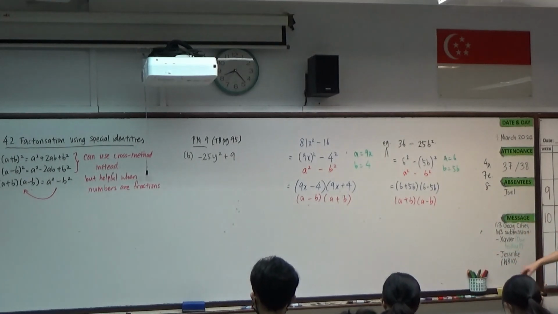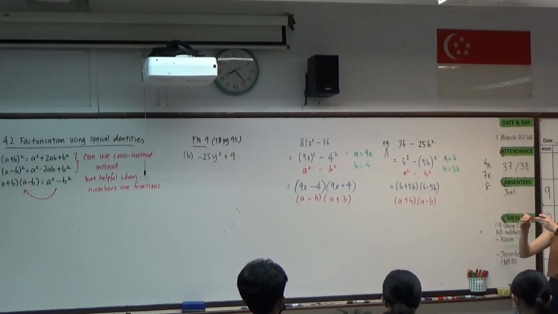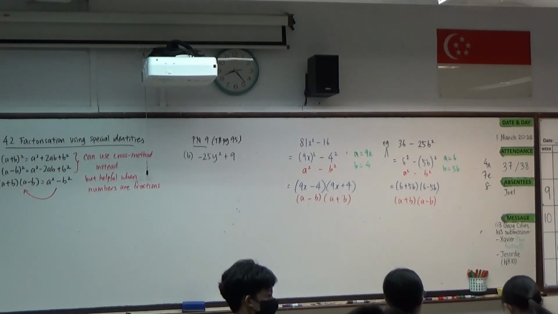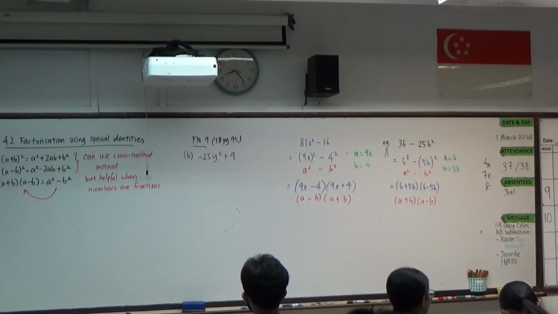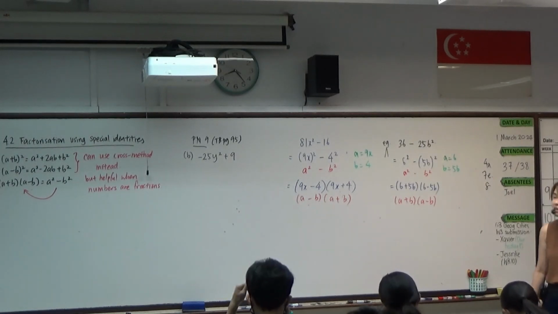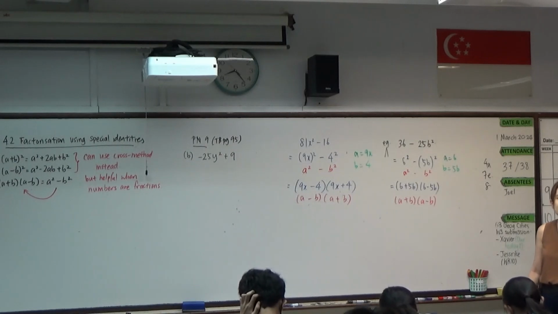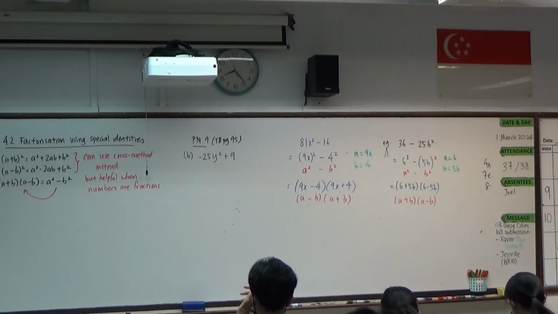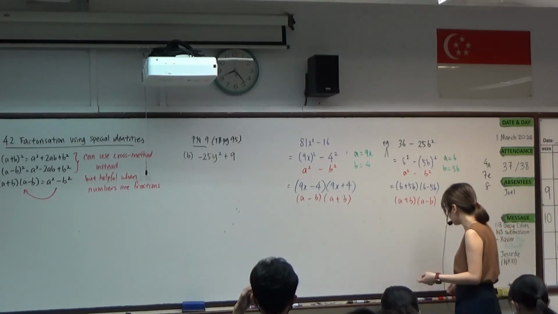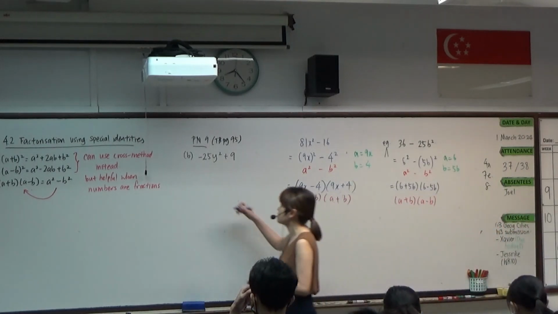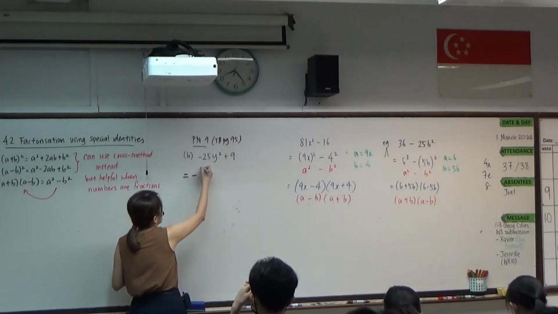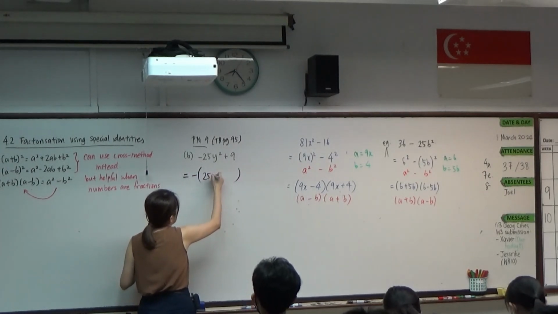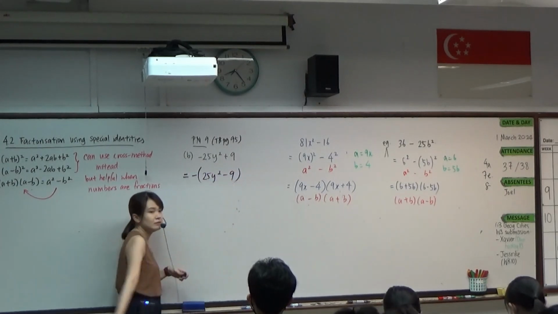I'll call out her name. Let's see, Alisa. How will you solve this? Factorize out the minus. So according to her, she will factorize out the minus, and then we'll get 25y squared minus 9.